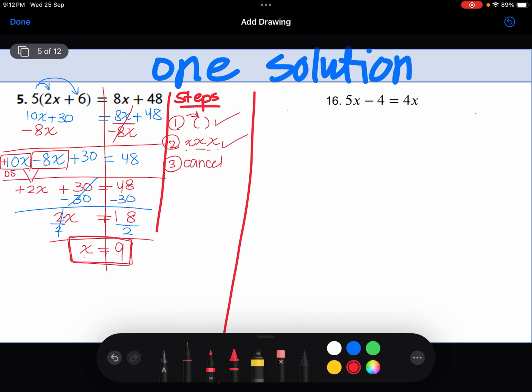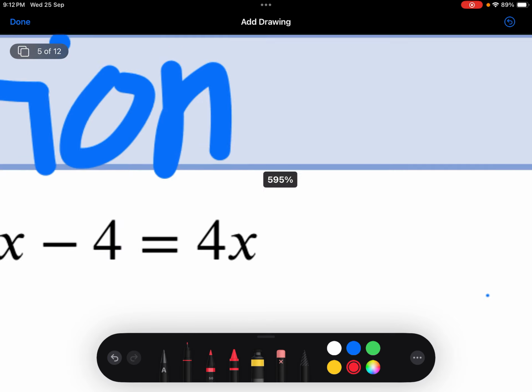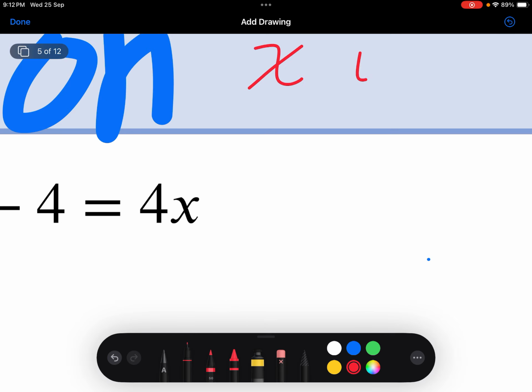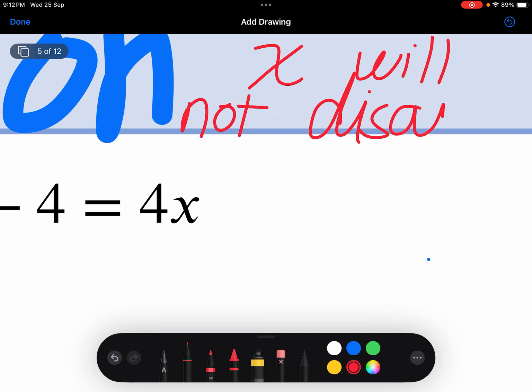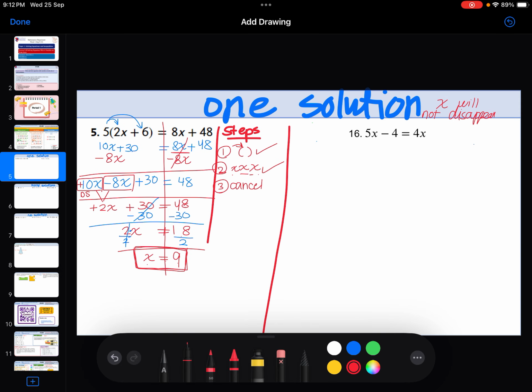The x will not disappear, as you will see in the rest of the cases. In one solution, the variable x will not disappear. You will find the value of x as we saw here. Once you found x, you're done.